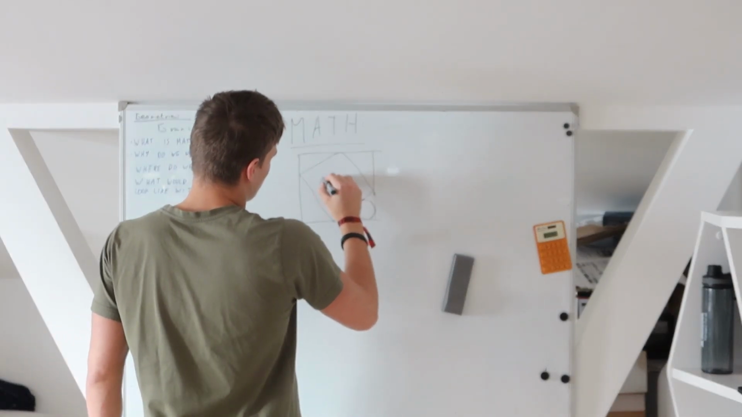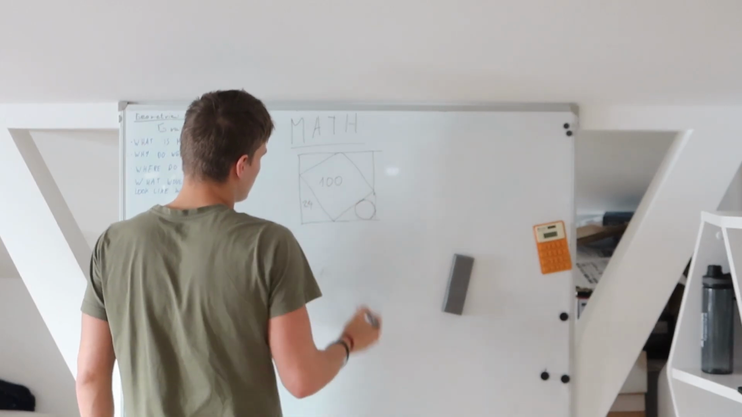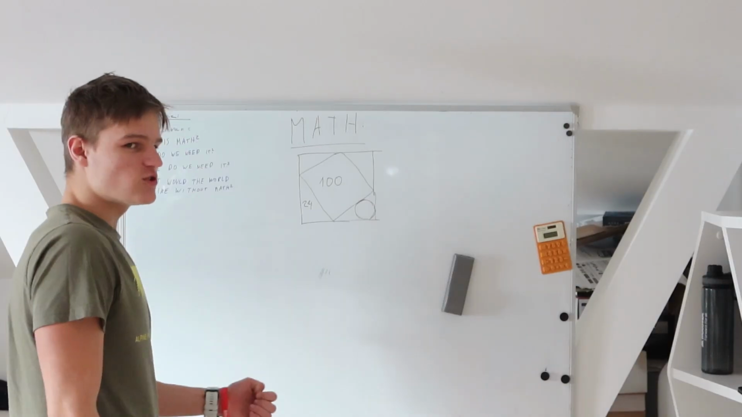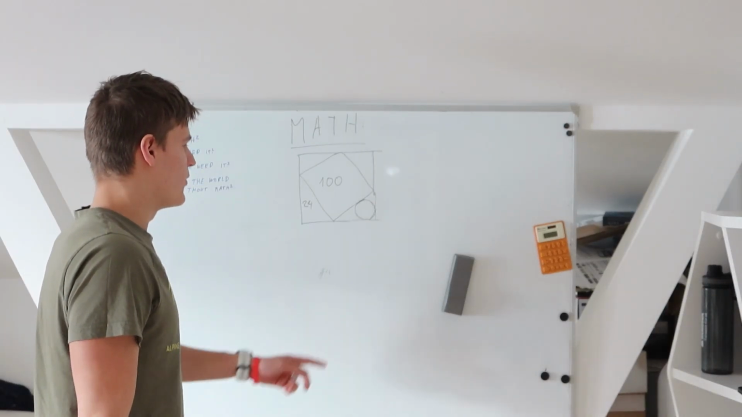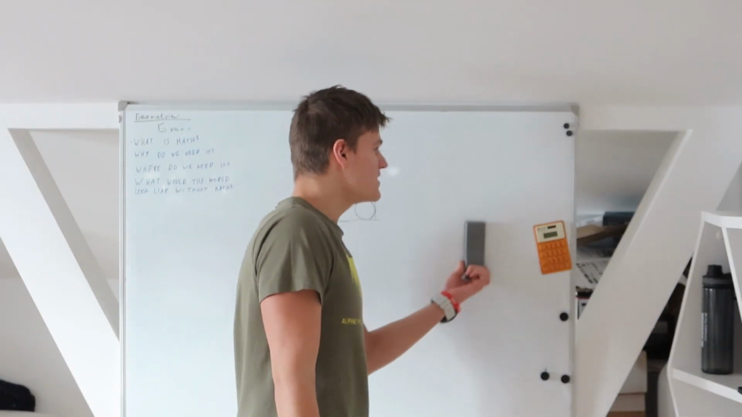And this square has an area of 100. And this rectangle right here has an area of 24. And now the question is, what's the area of this circle? And now, this is again what I mean.